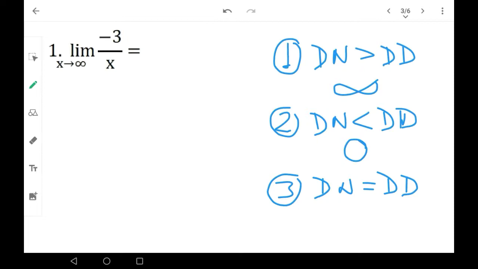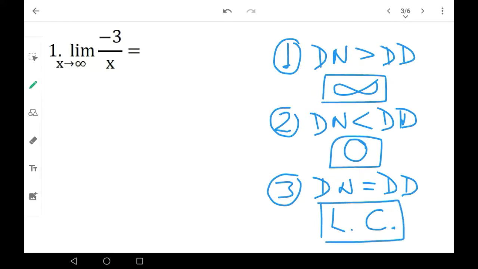And when the degree of the numerator is equal to the degree of the denominator, my answer would be related to the leading coefficients. So basically, these properties are the ones that I'm going to use for this kind of limit. Let's identify which case we have here: the limit as x approaches infinity of -3 divided by x. On the denominator I have x to the power of 1.